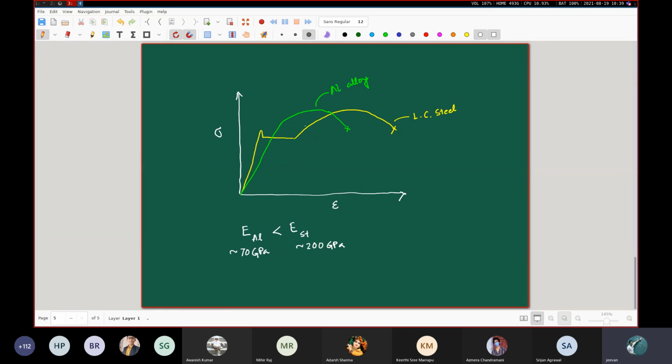But before I go on to that, please note that both this aluminum alloy and the low carbon steel are ductile materials. So this is ductile, and this also, of course, is ductile. Everything that we have been discussing has been pertaining to ductile materials.